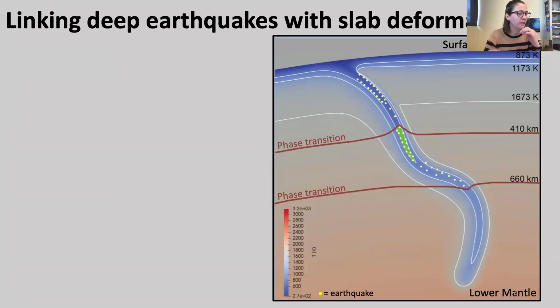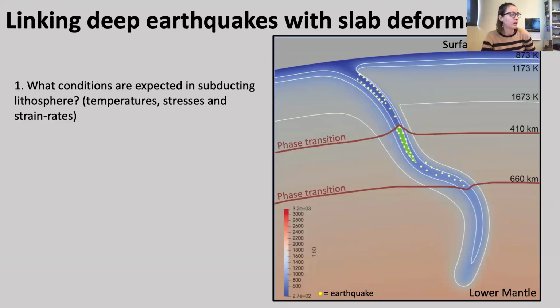Since I am thinking a lot about subducting slab deformation, I have three main questions that get at this idea of linking the deep earthquakes with the longer term slab deformation, which I think can help guide the investigation of whether these proposed mechanisms are viable at these deeper depths in the slab. The first one is, what are the conditions that we expect in the subducting slab at these depths? When I say conditions, I'm talking about temperatures, stresses, strain rates, and pressures.